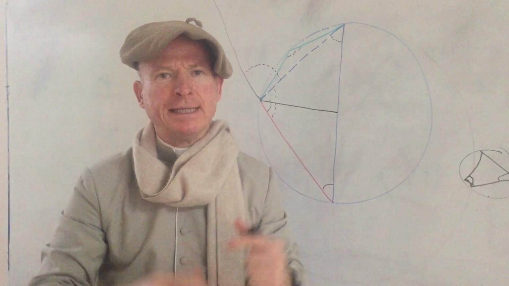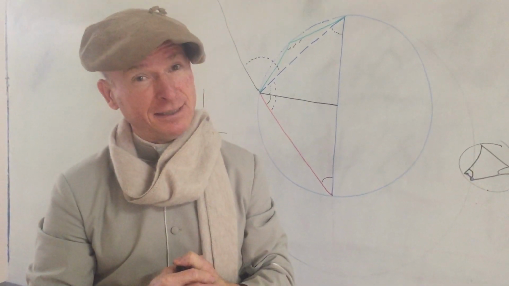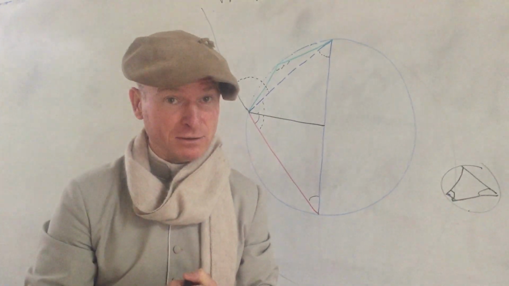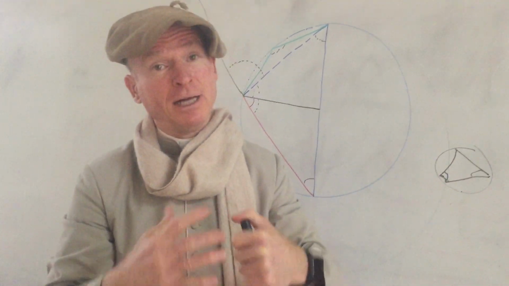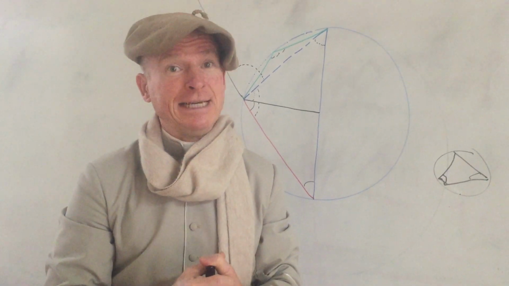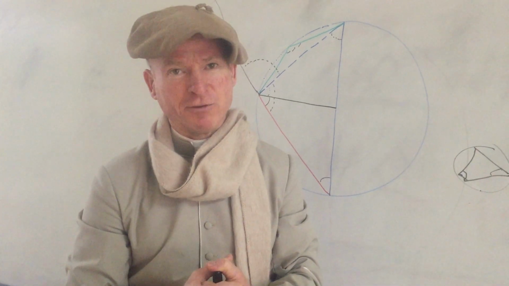Great. Therefore, we have shown that in a circle, the angle in the semicircle is a right angle. The angle in the greater segment is less than a right angle. The angle in the lesser segment is greater than a right angle. And the angle of the greater segment is greater than a right angle. And the angle of the lesser segment is less than a right angle.